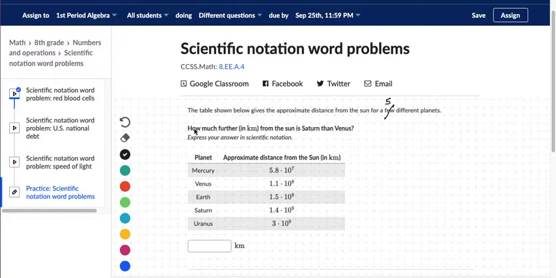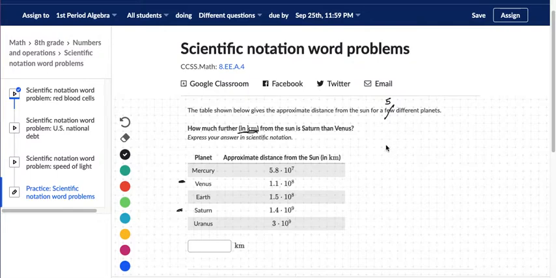And sometimes when we think how much farther, we think, oh, it's 3 times as far or 2 times as far. And that would be multiplication or division, but it's saying in kilometers. So it's not a number of times farther, it's how far. Okay, so we're looking at Venus, and we're looking at Saturn, and we don't really care about the other ones. So Venus is 1.1 times 10 to the 8th, and Saturn is 1.4 times 10 to the 9th. And we can just subtract those as long as we have the same power of 10.